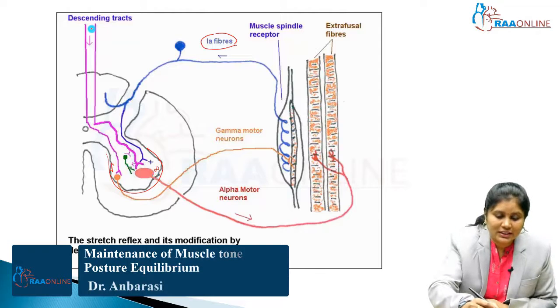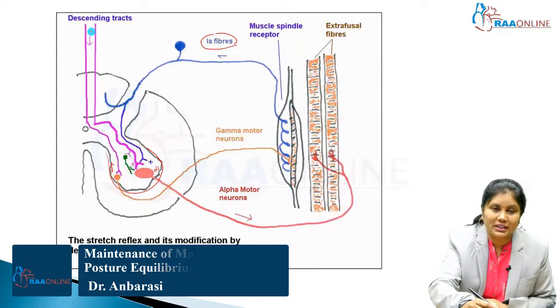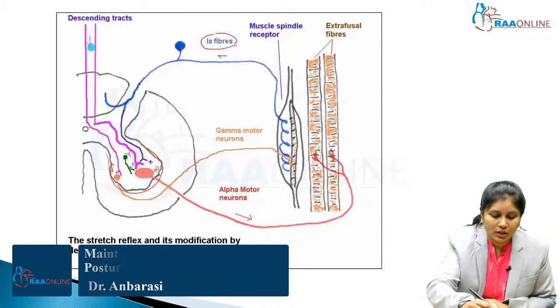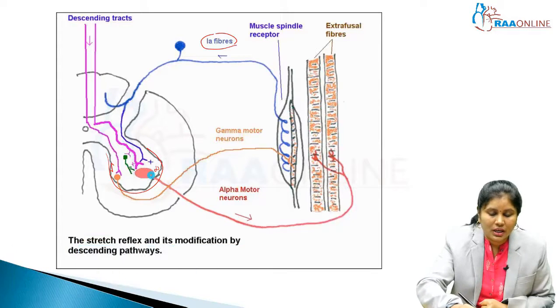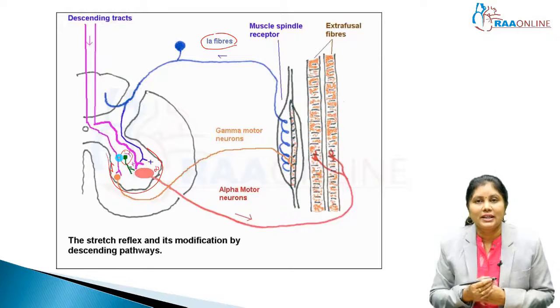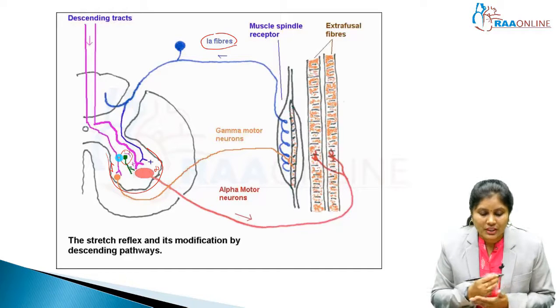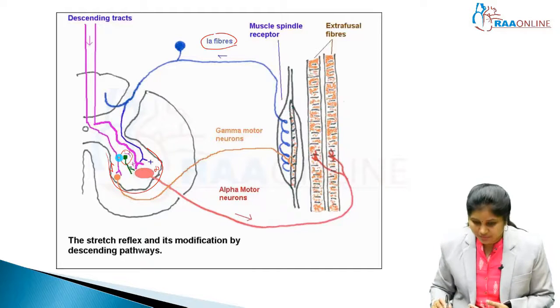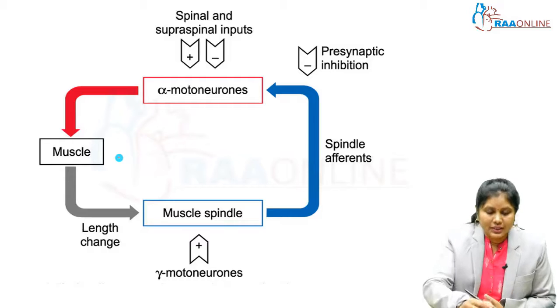You can see the descending tracts, your corticospinal tract and the extrapyramidal tracts, they all end on the alpha motor neuron or through some interneurons. Either the alpha motor neuron is directly under the influence of descending tracts or through some interneurons, it can have its influence. Okay. So, here is the muscle.